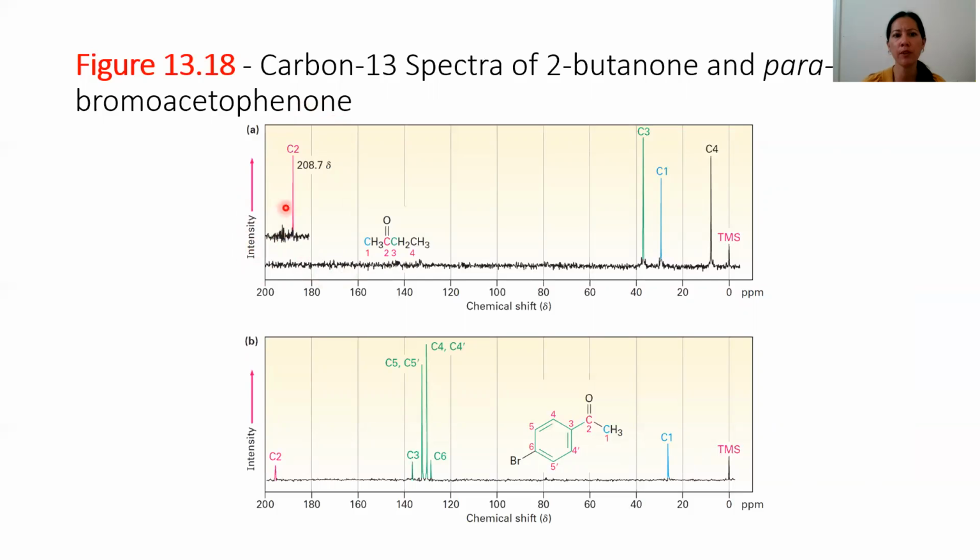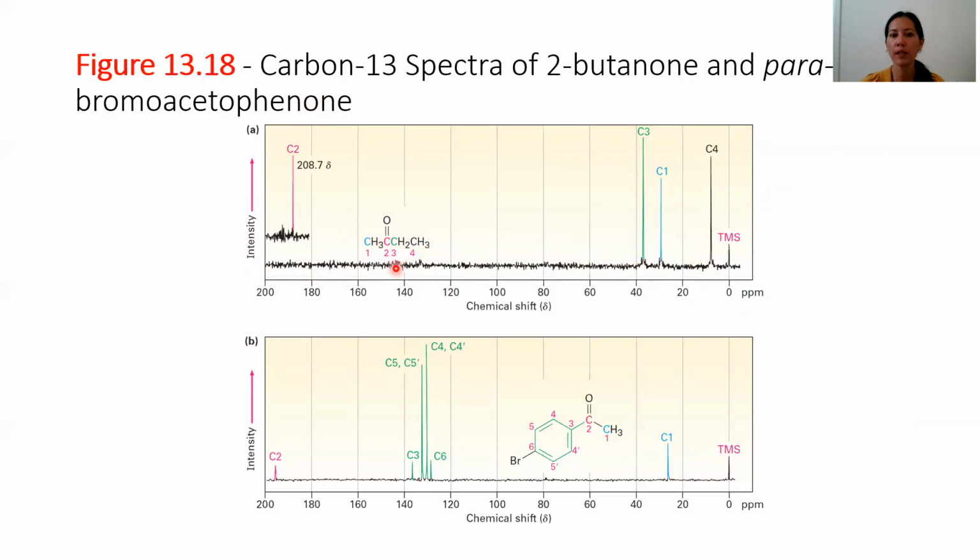It went off the scale, so they put it up here at 208.7. You have a carbonyl. What about the other guys? You should have 3 other distinct carbons, and good, you see 3 other peaks. The one closest to the carbonyl will come up next.